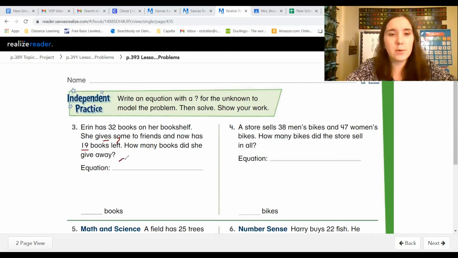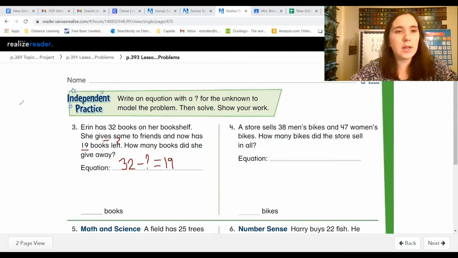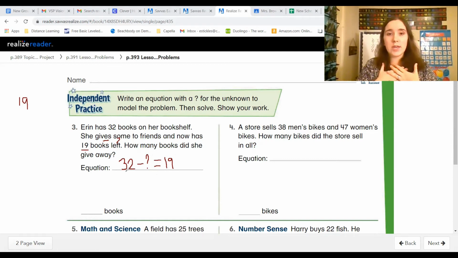So remember, she's starting with 32 books, but then she gives away some number of books. We don't know how many. So I'm going to put my question mark here. We don't know how many books she gave away. But now we do know that her total number of books left is 19. So what I'm going to do, I'm actually going to start at 19. And I'm going to count on, I'm going to add up until I get to 32 because it's going to tell me if I am left with 19, if I add up a certain amount, I'm going to get back to the number that I had, 32. And that's going to tell me how many she gave away.